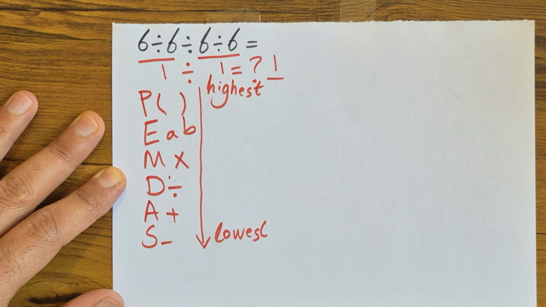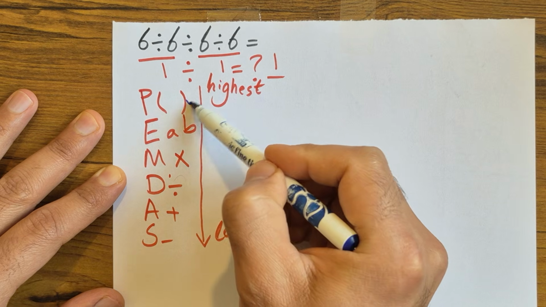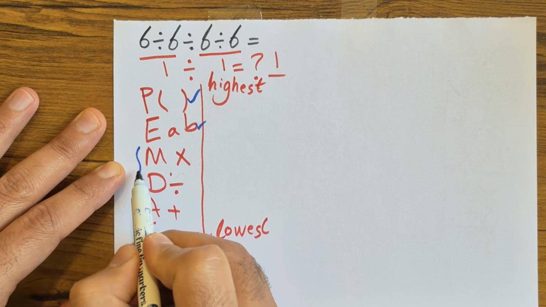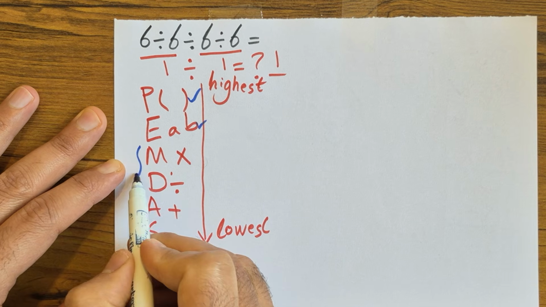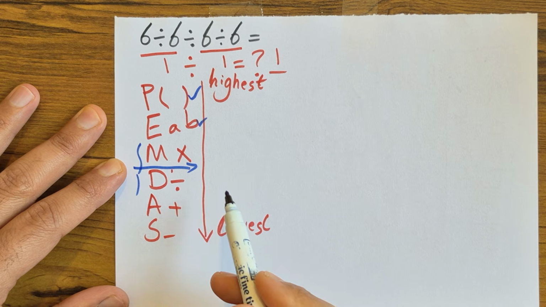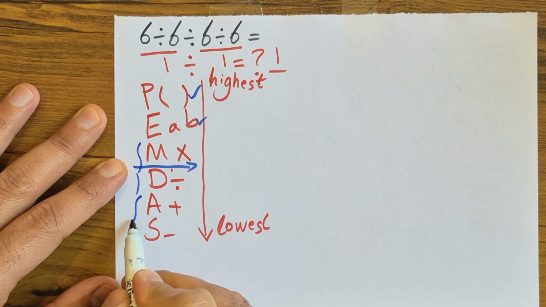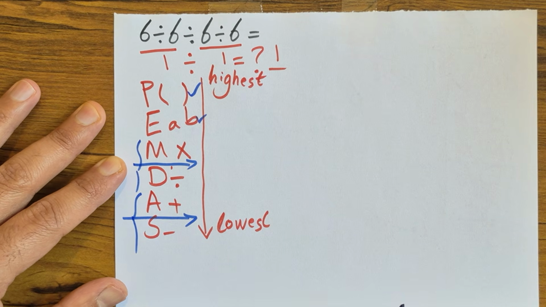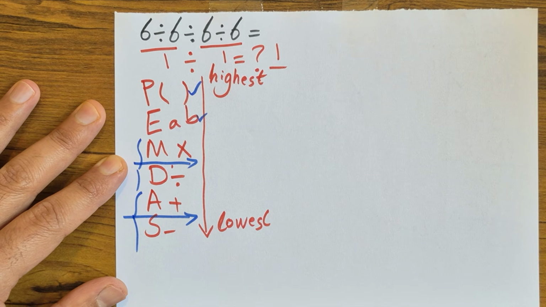PEMDAS means that you must do parentheses at first, then go for exponents, then go for multiplication and division from left to right, so they have the same priority. MD or DM doesn't matter. Then go for addition and subtraction, going from left to right.